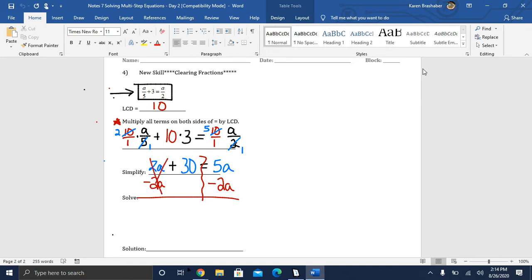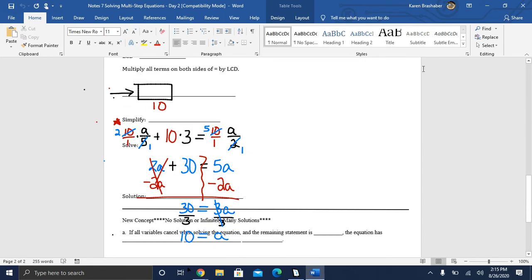So the 2a and the negative 2a will cancel. I'll bring down my 30, it's positive, and then my equal sign, and 5a minus 2a is 3a. And then I have my last step. I can divide both sides by 3, and 30 divided by 3 gives me 10, and then my 3's will cancel, and I'll have 10 equals a, or if you want to turn it around, you can, a equals 10. All right, and that's the skill of clearing out fractions.